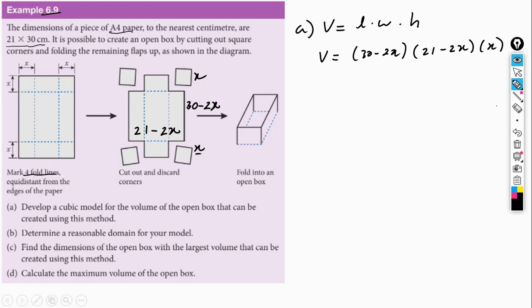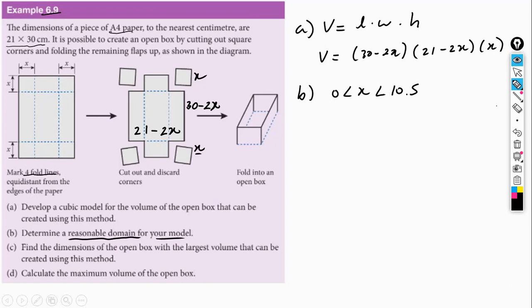For part B, it says, determine a reasonable domain for your model. So obviously x must be greater than 0, right? Otherwise it wouldn't make any sense. But what would be the maximum for x? Now, the theoretical maximum would be half of the width. Otherwise, we would be left with nothing to fold. So 21 divided by 2 is 10.5. So x has to be a value between 0 and 10.5.